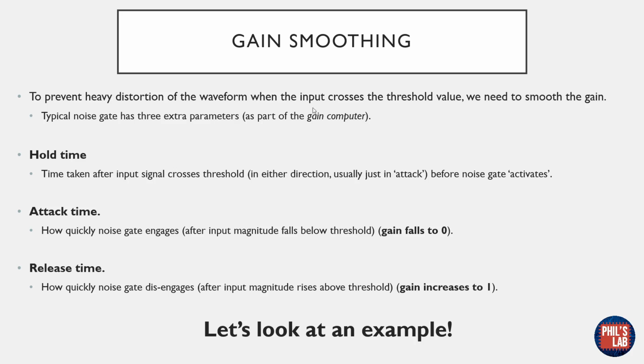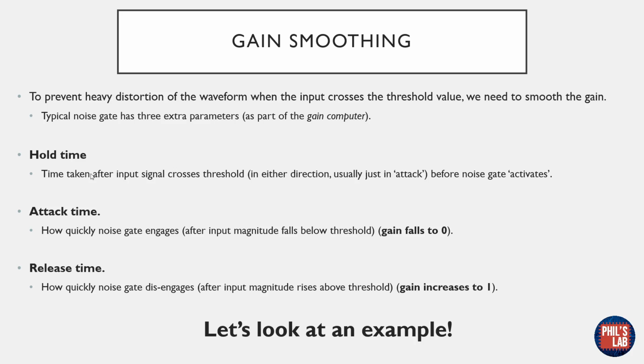This means our noise gate can't just have the threshold value as a parameter anymore, and we need three extra parameters. This depends on the noise gate implementation; you might have more or fewer. These extra parameters are part of the gain computer we saw in the block diagram earlier. Most simply, we have three times.